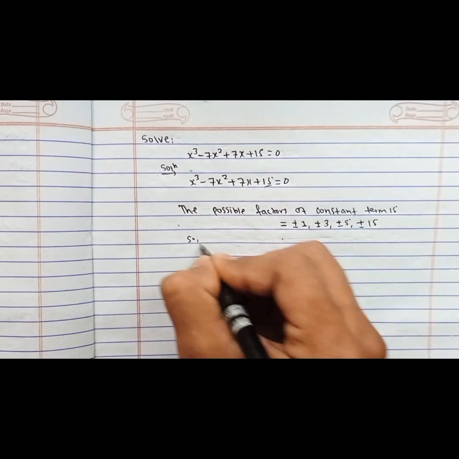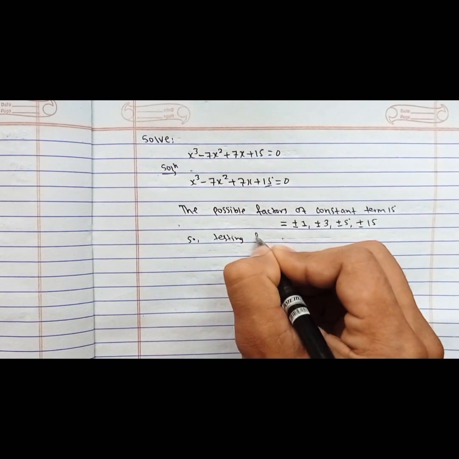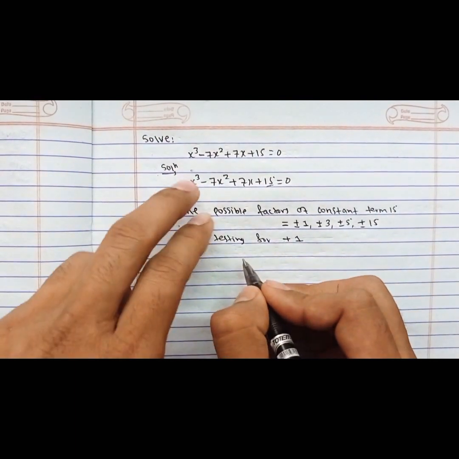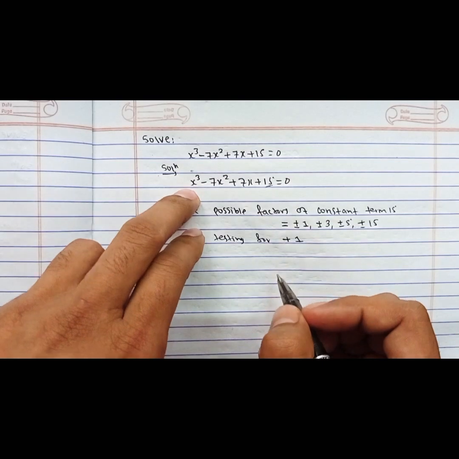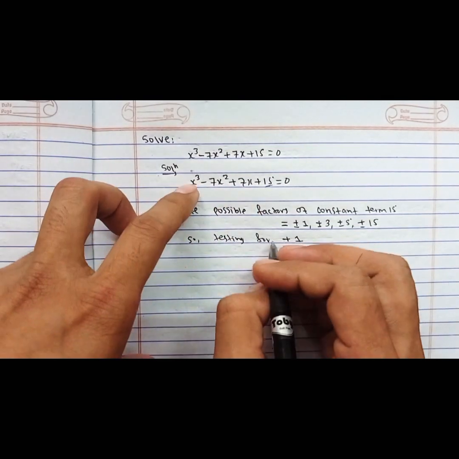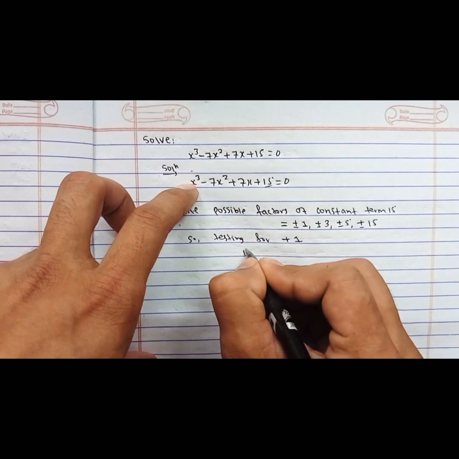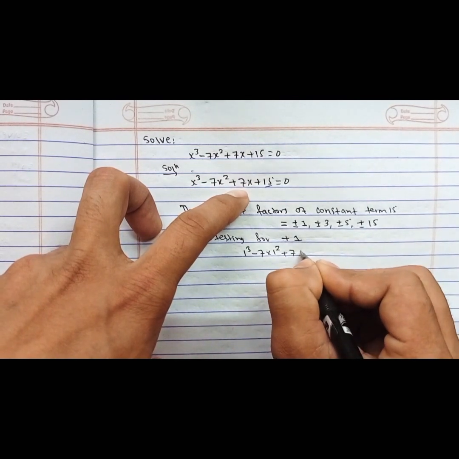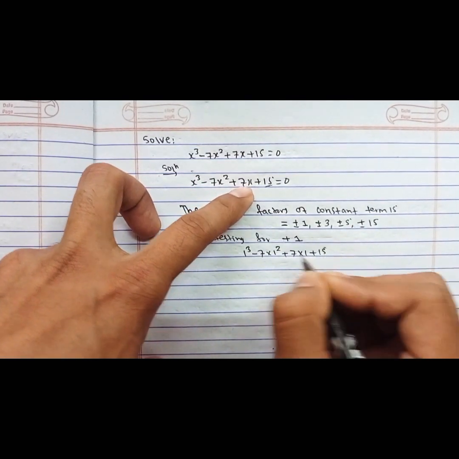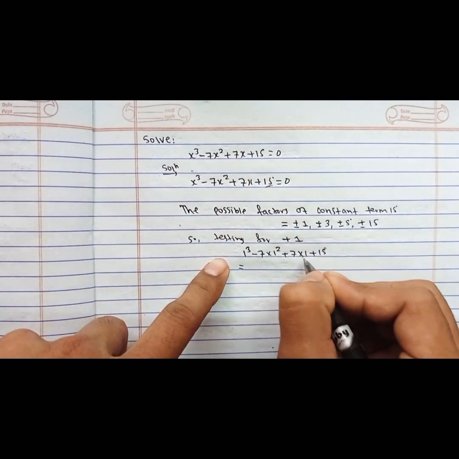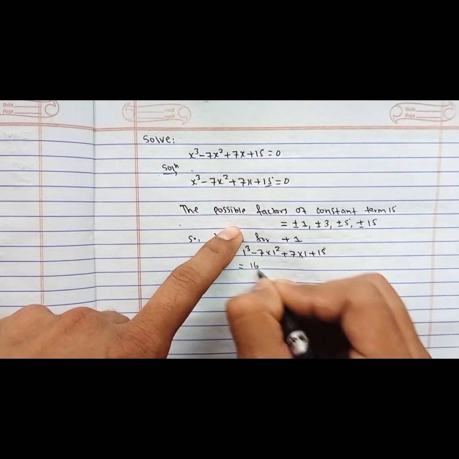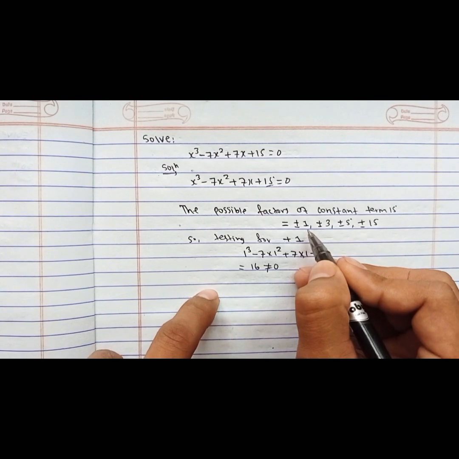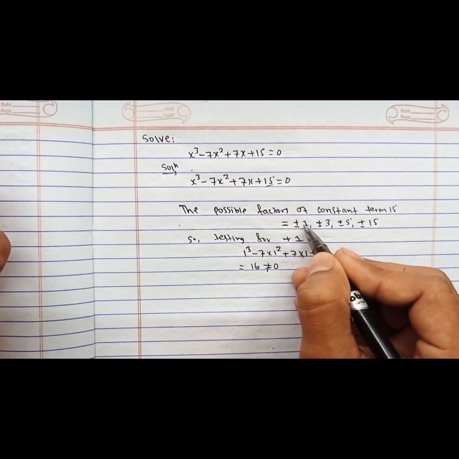So testing for plus 1. If we test for plus 1, it means that we have to put the value plus 1 in place of x here. If we put the value of 1 here: 1 cube minus 7 into 1 square plus 7 into 1 plus 15. The 7 and 7 get cancelled, and 15 plus 1 is 16. 16 is not equal to 0, so we have to test for another number, minus 1.